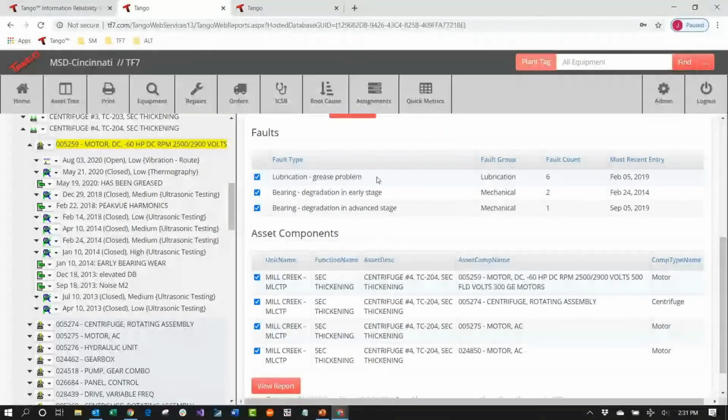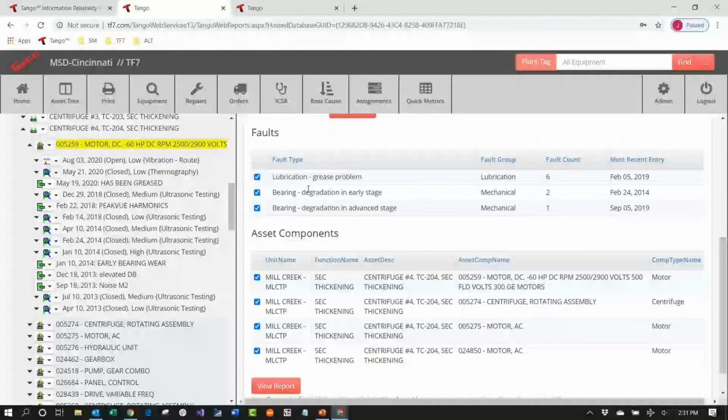And this tells me that I've had 6 issues with lubrication. I say that could, in fact, be a root cause that I need to look at more closely that has resulted in failures of bearings, both in early and advanced stage issues.